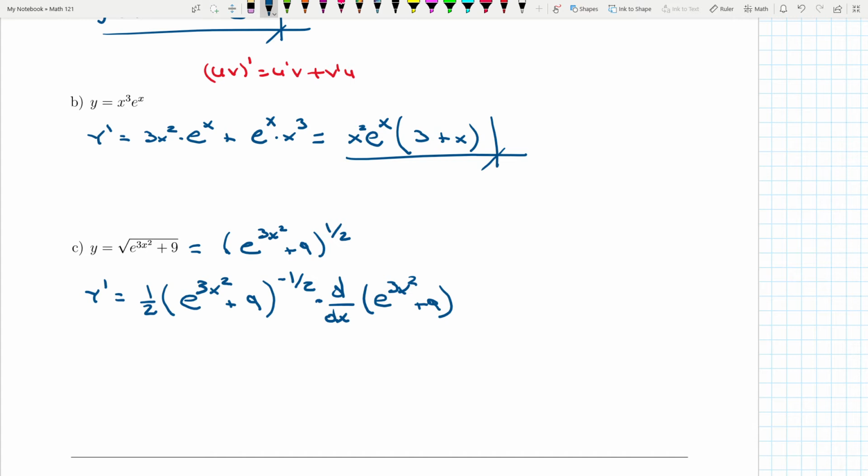And when we differentiate this with respect to x, at the same time, I'm going to do the following: 1 over 2 times e to the 3x squared plus 9, to the 1/2, times the derivative of e to the 3x squared plus 9. The derivative of the exponential part is itself, e to the 3x squared. The derivative of 9 is 0, and then we still do one more chain rule to differentiate the exponent, the derivative of 3x squared, that's 6x.